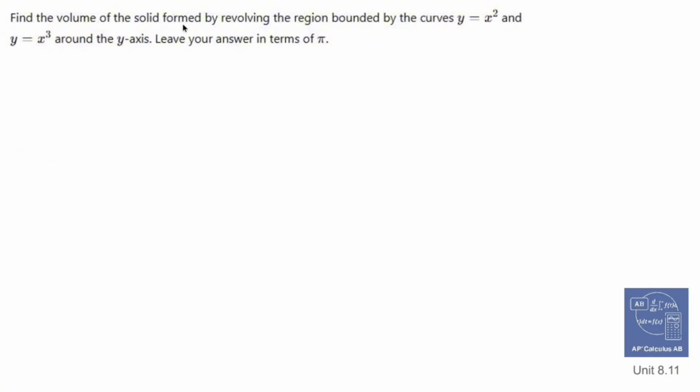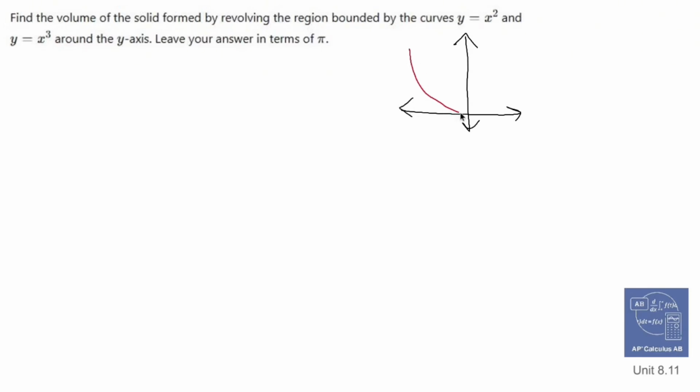Find the volume of the solid formed by revolving the region bounded by the curves y equals x squared and y equals x cubed around the y-axis. Leave your answer in terms of pi. All right, we did a very similar problem in the last problem. Those of you who watch all my videos in order religiously know what's going to happen.